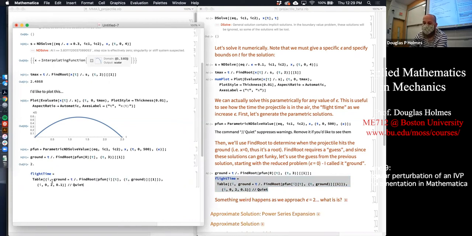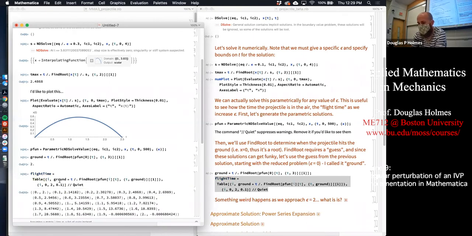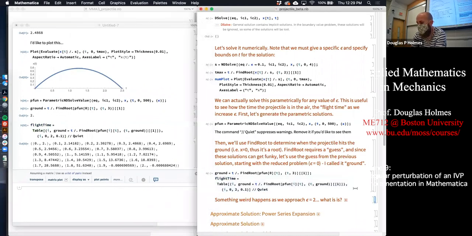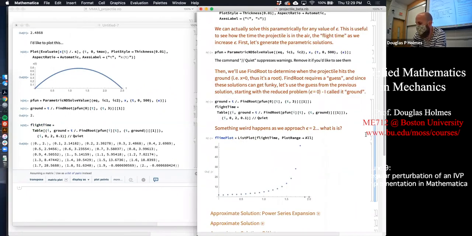What I'm asking it to do is basically, as I increase epsilon, use the last ground as your guess, and then figure out how high the ball was, how long the ball was in the air. Trust me, don't worry if you don't know why I'm doing this. I think it'll be interesting to see what's happening. So this is just a way of generating a bunch of different solutions, and we can plot those solutions. And I'll explain this in a second.